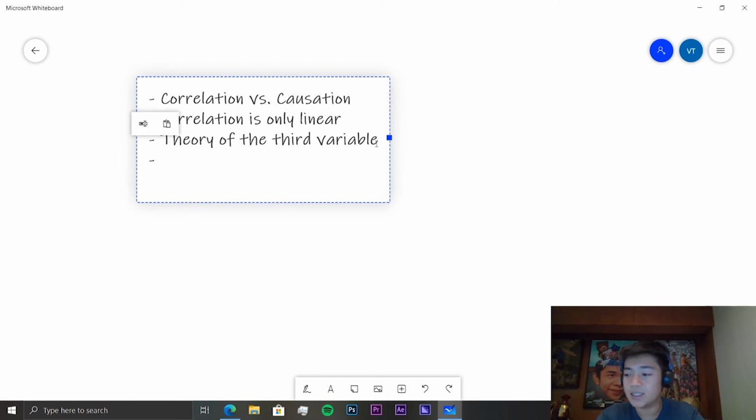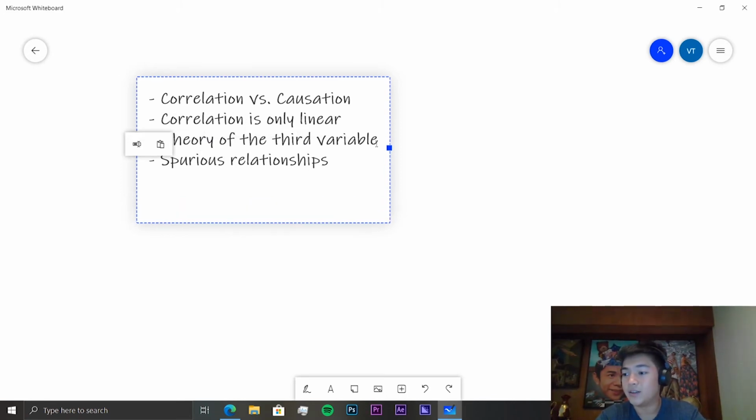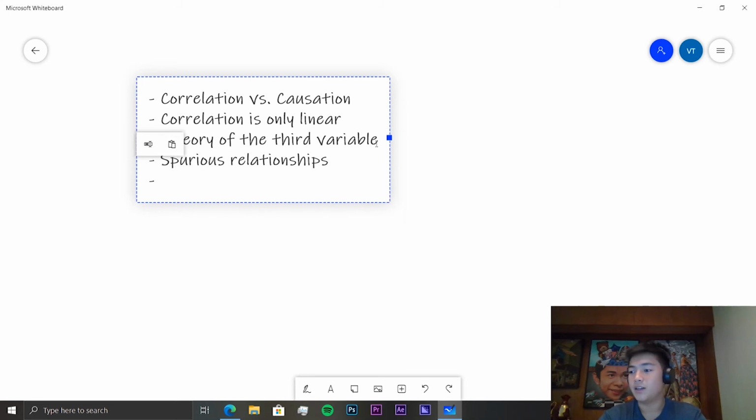The next one is spurious relationships. It's essential to know whether there exists an actual mathematical relationship between the variables, which may give rise to an invalid correlation. So one variable might be directly derived from another, which may cause a faulty relationship.